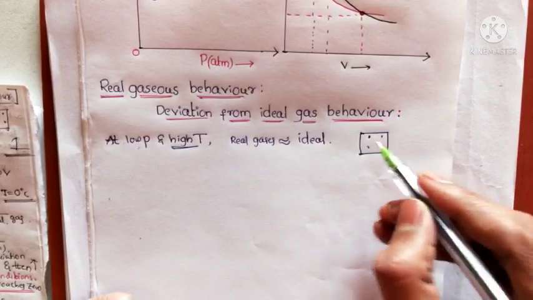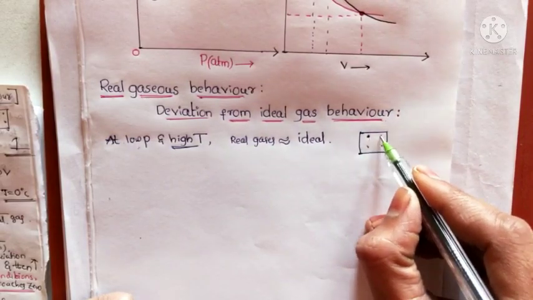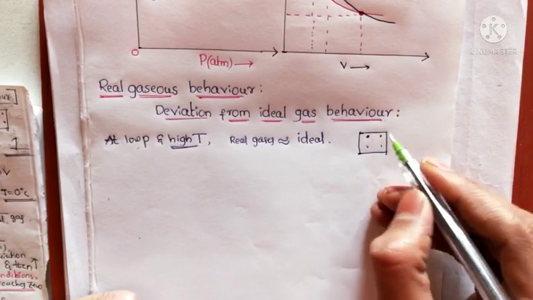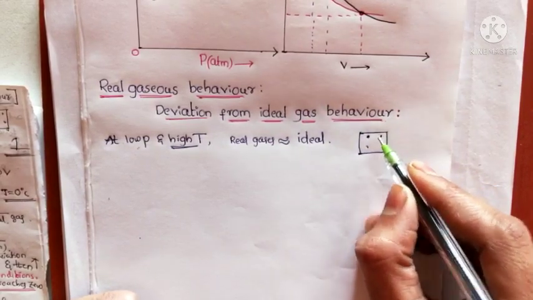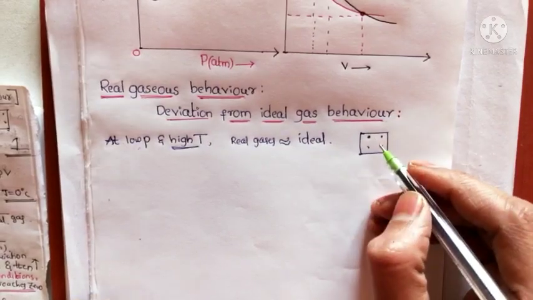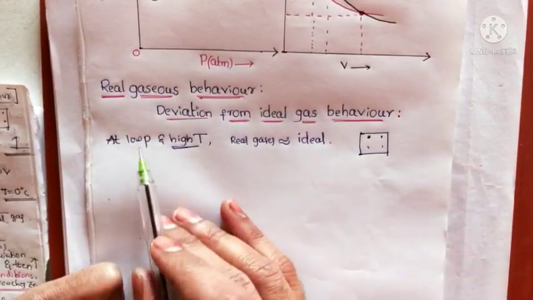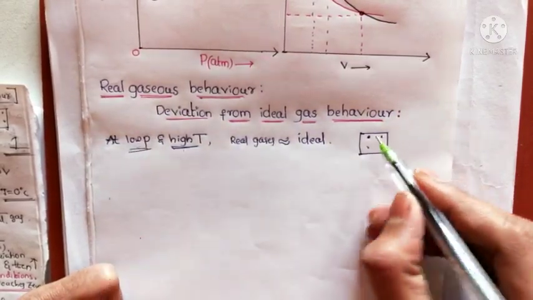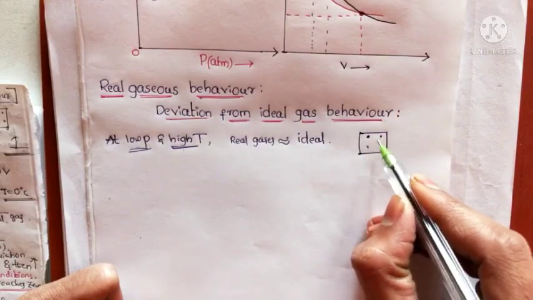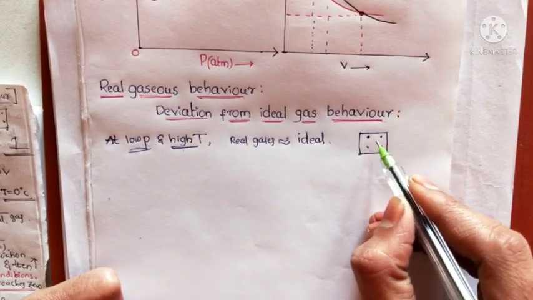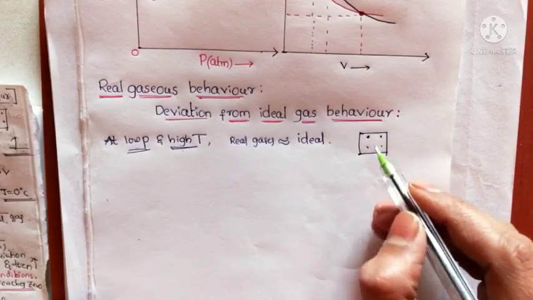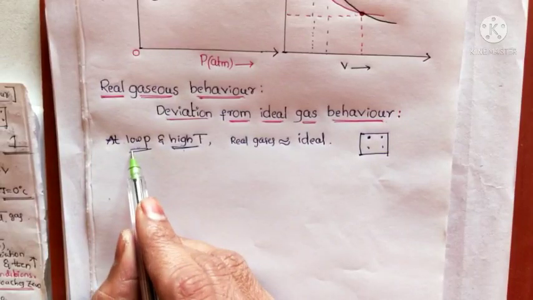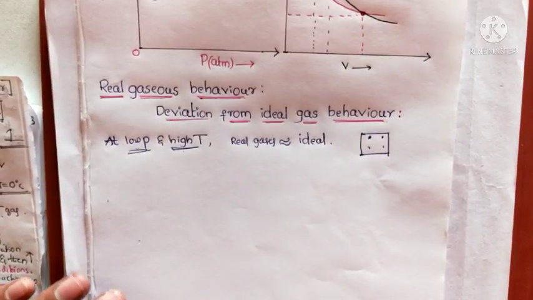What happens at high temperature? If the temperature increases, the kinetic energy of the molecules also increases. That means the molecules are far away from each other. So at low pressure and high temperature, molecules are far apart, there are no attractions or repulsions, and that's why real gases can show ideal gas behavior.